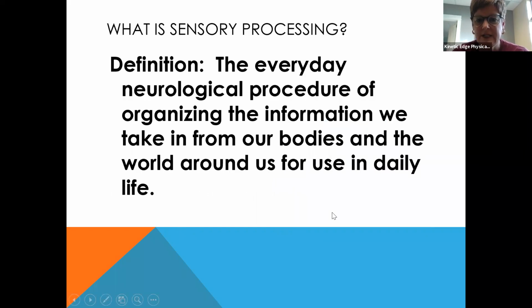All right, so what is sensory processing? It is something that occurs constantly throughout our day. All day long, our bodies are taking in information from the world around us, and our brain is making sense of it so that we can act upon it. So it's an extremely important sensory experience, and crucial for our function.